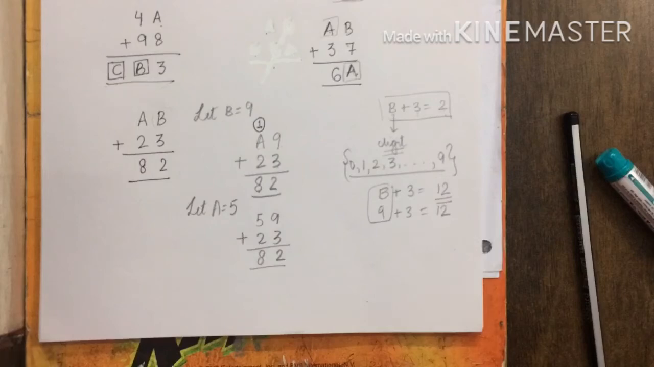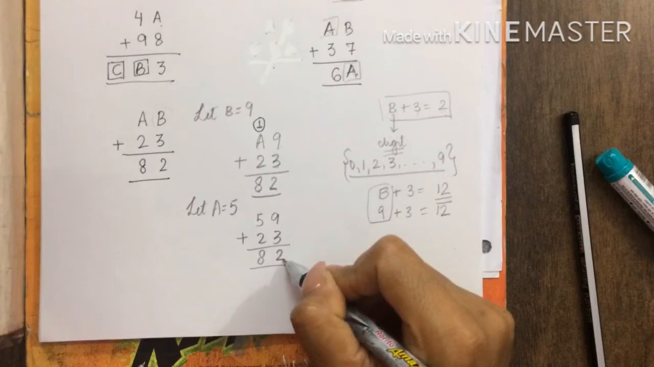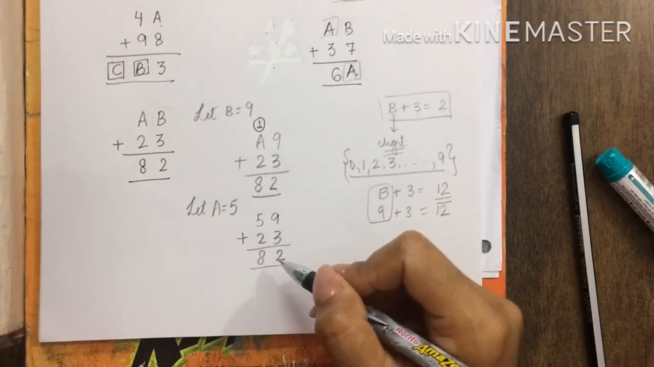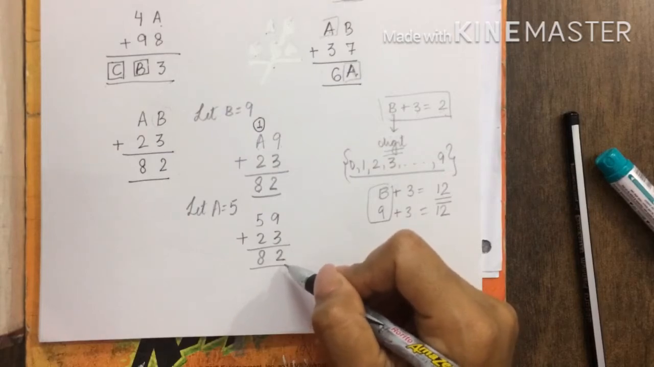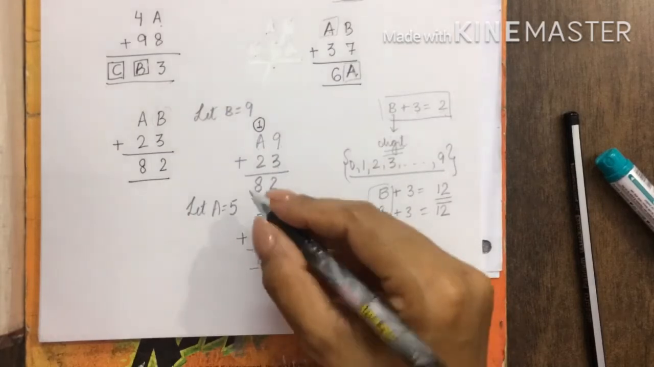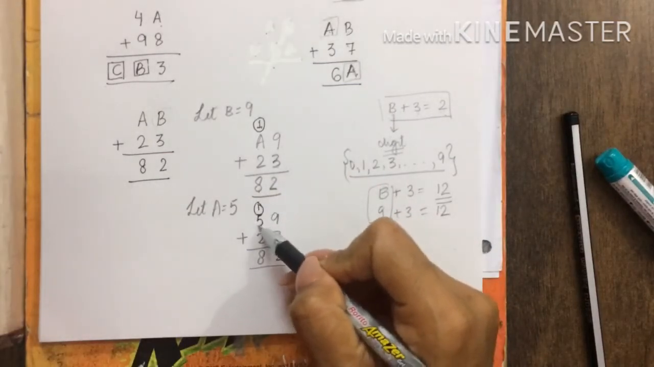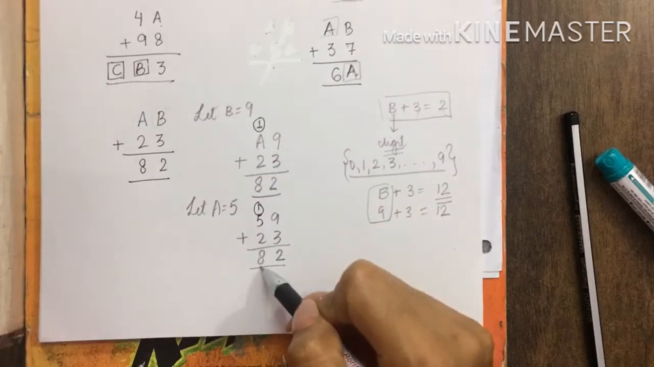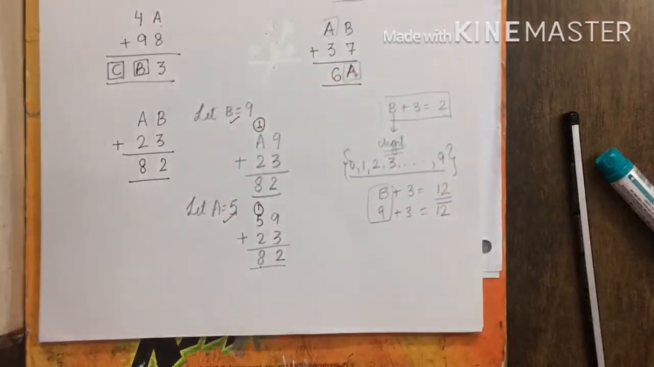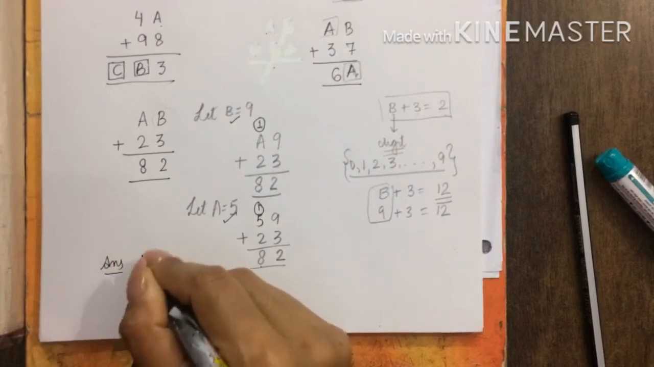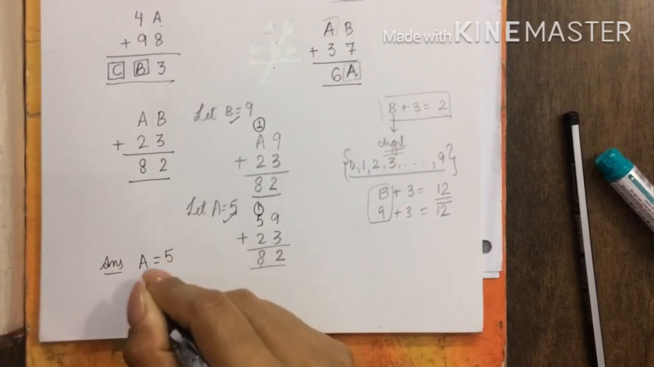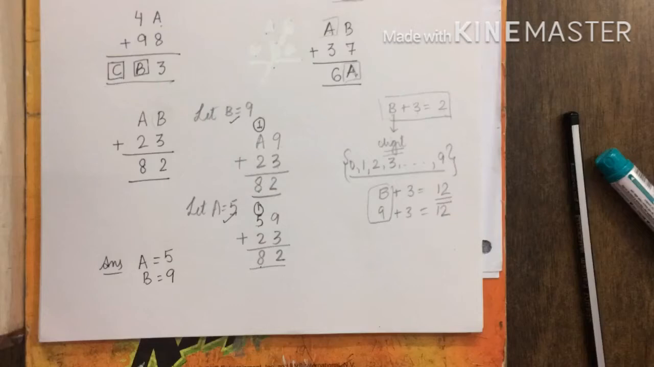Now let us see if my tried values are correct or not. So 9 plus 3 is 12. I have written 2 here. If my sum is a 2-digit number, I write down the ones digit here. The tens digit is carried over to the next column. So 1 is carried over to the next column. And over here in this column, these 3 digits added together give me 8. So that means these two values are correct. So my answer in this case would be A equals 5, B equals 9. Now let us try one more problem.